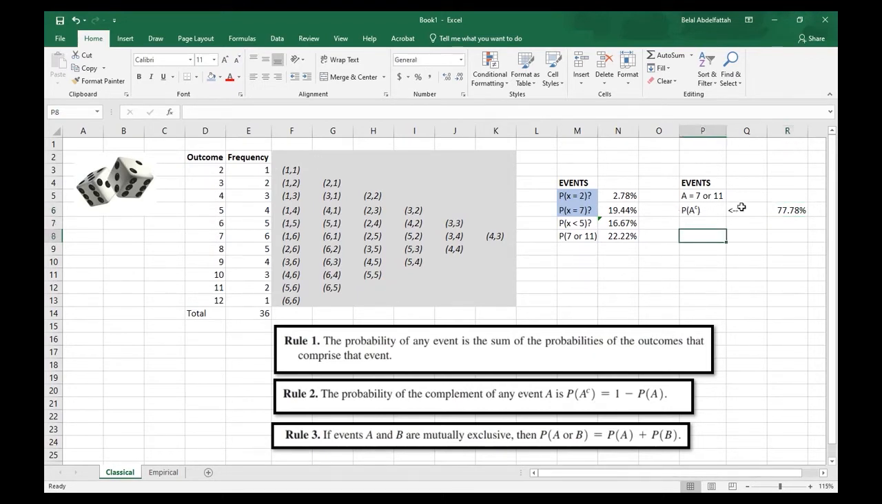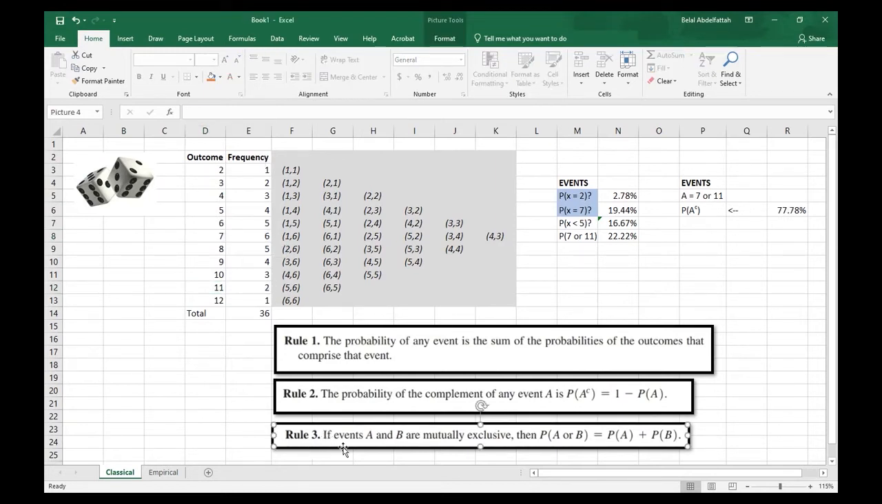Now remember, this is a shortcut method. If I didn't want to use the complement, I could go back to my frequency table and look at each of the outcomes and get their probabilities, but I won't focus my attention on 7 or 11. And once I sum up each one of these probabilities, then I would get that result.